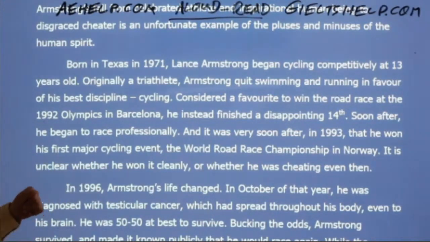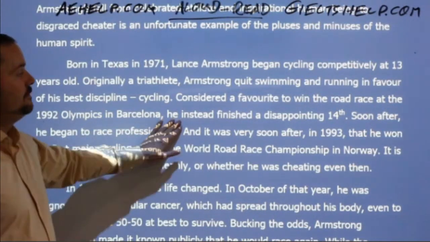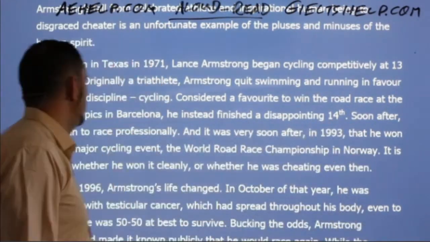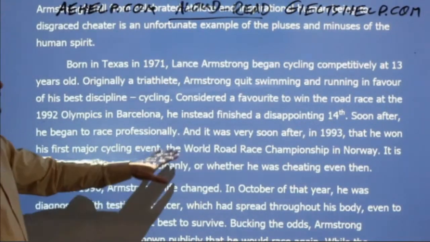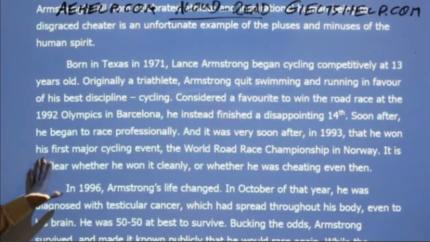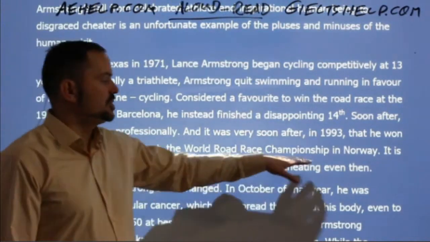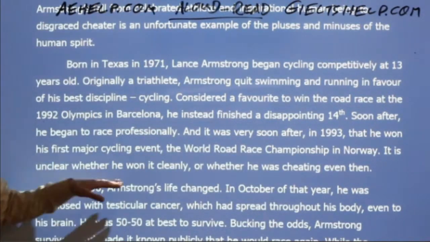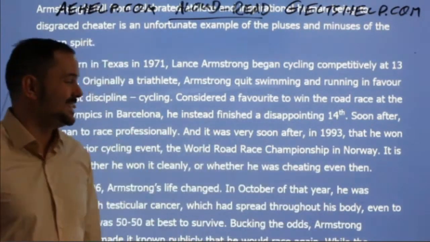Okay? All right? Okay. He instead finished a disappointing 14th. Soon after, he began to race professionally, and it was very soon after, in 1993, that he won his first major cycling event, the World Road Race Championships in Norway. It is unclear whether he won it cleanly or whether he was cheating even then.